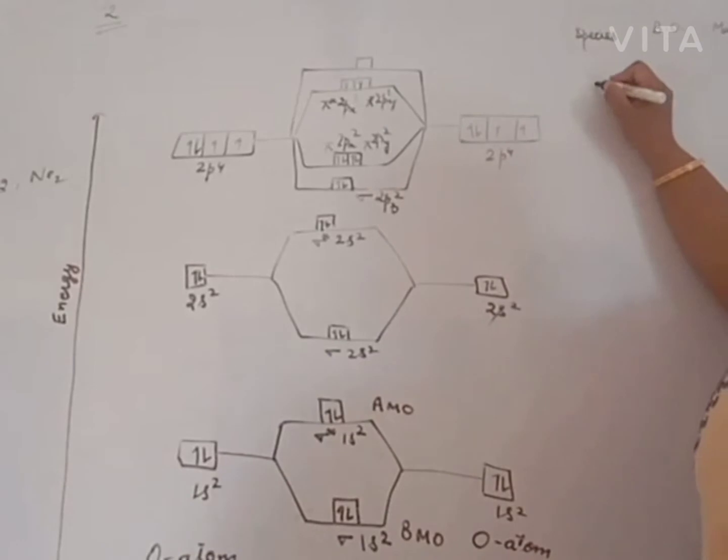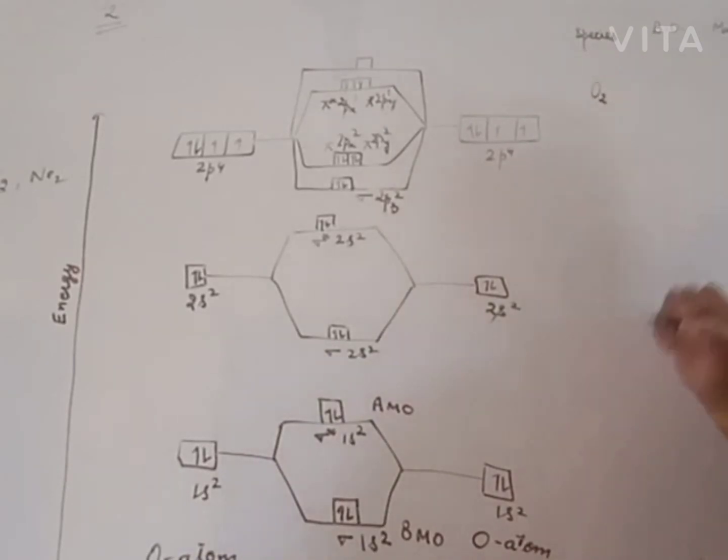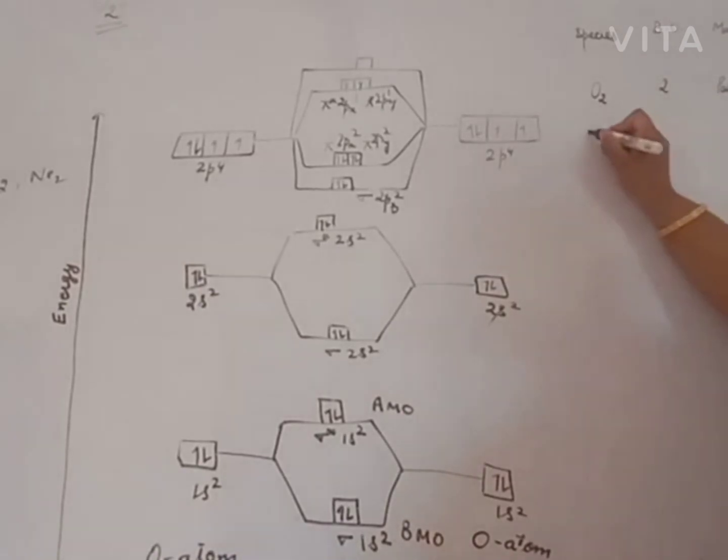First of all, our species is oxygen. You will calculate bond order, magnetic behavior, which is paramagnetic, and stability, which is stable. Whether it is more stable or less stable will be explained by comparing these ions.